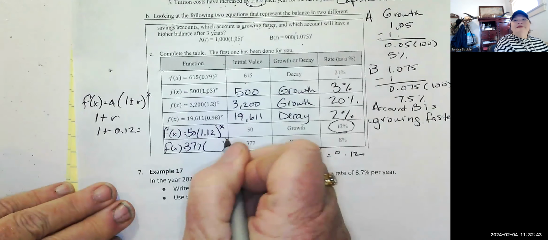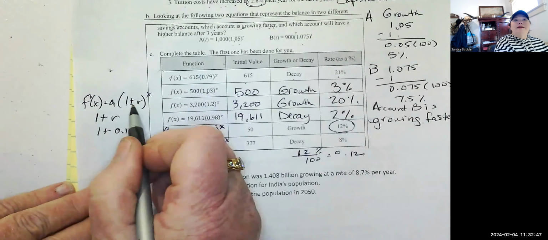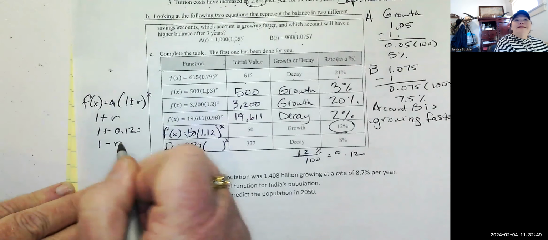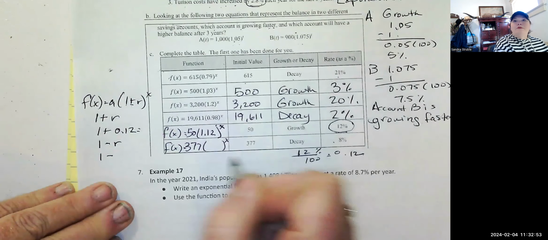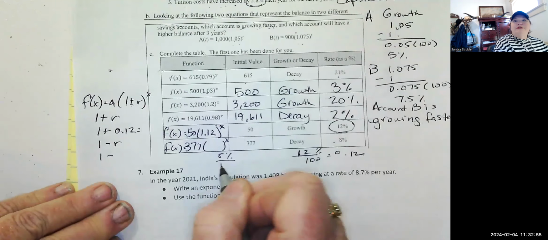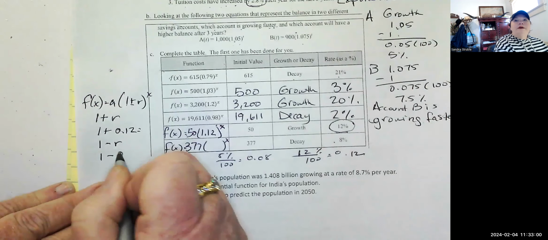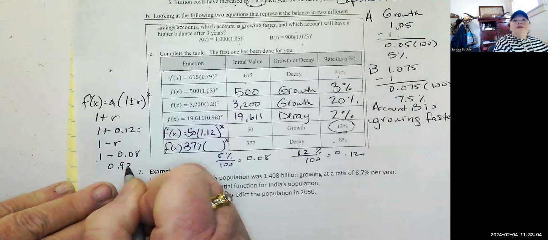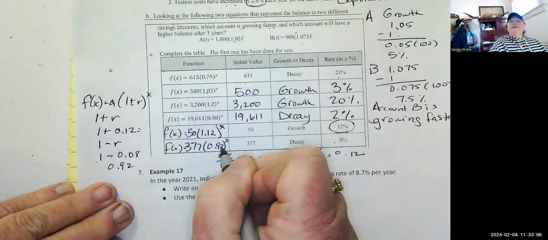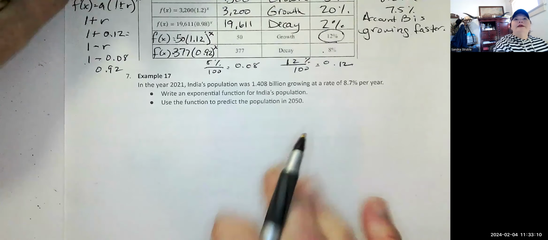The next one, the initial value is 377. And then we need to figure out what's inside the parentheses. It's decay. So with decay, you're going to use 1 minus r. 1 minus r is decay. So 1 minus the percent in a decimal form. It's 8%. Change it to a decimal, 0.08 by dividing by 100. So plug that right here. 1 minus 0.08 is 0.92. And that goes inside the parentheses. All right, that's for creating that.